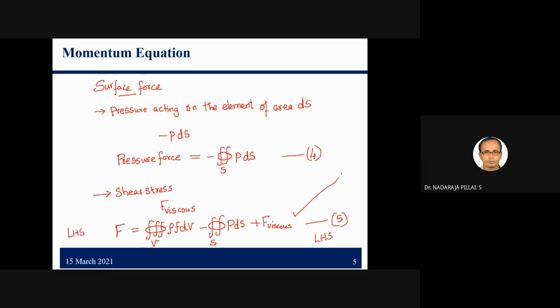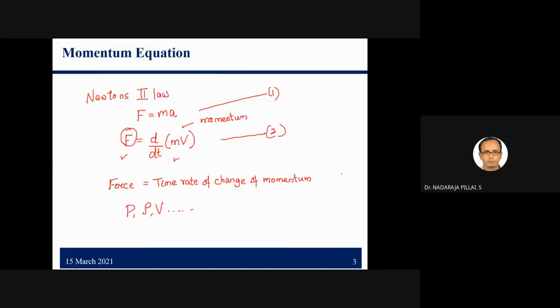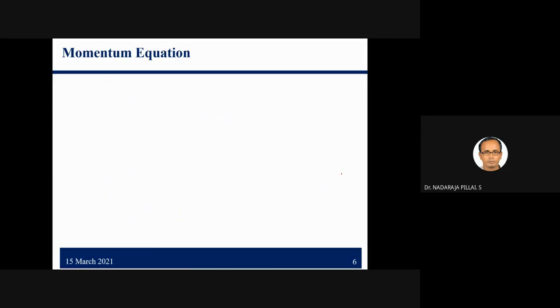Now we need to talk about the right hand side equation. What is the right hand side equation? The time rate of change of momentum, right? So let us say the right hand side equation is equal to the time rate of change of momentum, right? So the time rate of change of momentum.